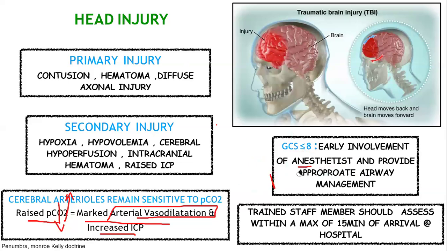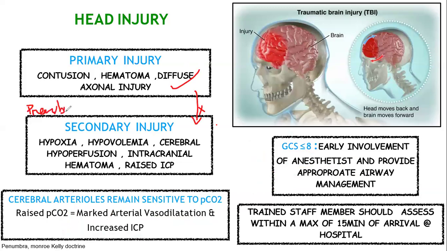Clear so far? Any question from this slide? That's clear. Okay. Primary brain injury, prevent going into secondary. One more thing, are you aware of penumbra? It is not related to head trauma. It is related to stroke, but let's discuss it over here.